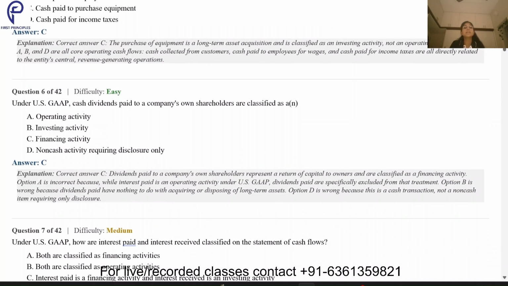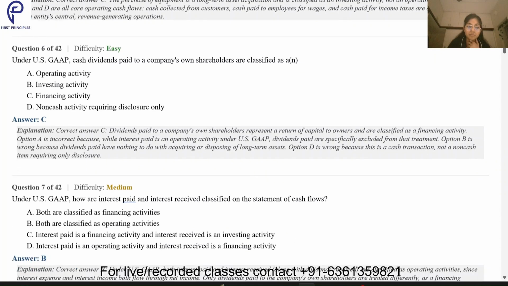Then under US GAAP, cash dividends paid to a company's own shareholders are classified as, that means cash dividends paid to the company's own shareholders. Where should it be recorded? It should be recorded under the financing activity. So that's why option C becomes the correct answer. I clearly remember highlighting, when I was discussing this particular topic related to dividends, that cash dividends paid to the company's own shareholders will be recorded under the financing activity.